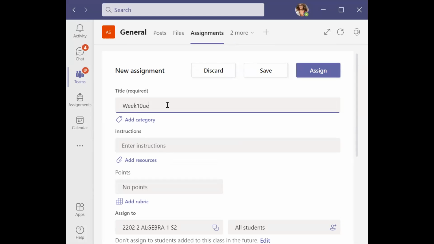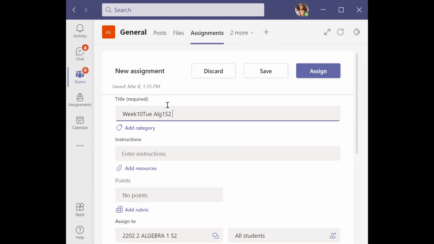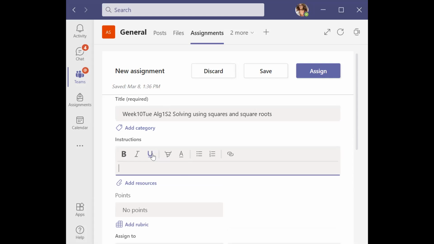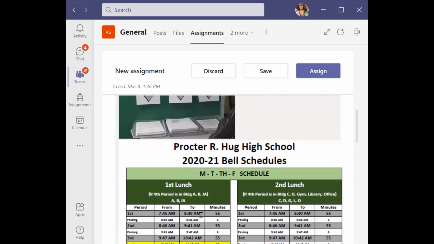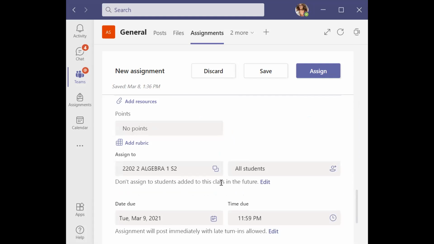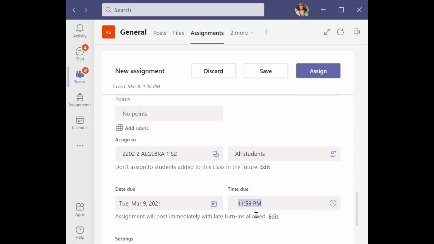So this is Week 10, Tuesday, Algebra 1, Semester 2. Today we are going to talk about solving equations using squares and square roots. Your instruction as normal is to go ahead and view the lesson today. Check in with me by the end of first period, which is 8:40 a.m. Upload your assignment, and it's due by 3 p.m. Tuesday.